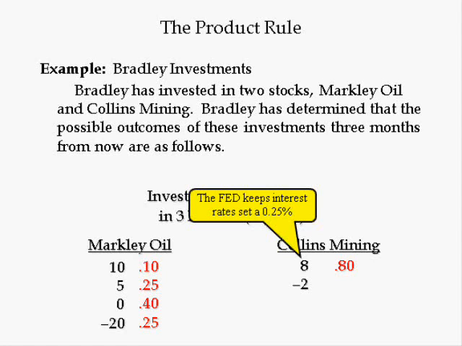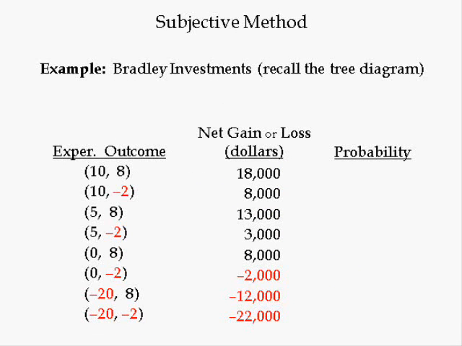Thus, in regard to investing in Collins Mining, the probability Bradley Investment will make $8,000 is 0.8. Lose $2,000 is 0.20. Recall the experimental outcomes are $10,000 plus $8,000, $10,000 minus $2,000, $5,000 plus $8,000, $5,000 minus $2,000, 0 plus $8,000, 0 minus $2,000, negative $20,000 plus $8,000, or negative $20,000 minus $2,000. The subjective probability of $10,000 plus $8,000 is found by multiplying the probability corresponding to $10,000 and $8,000, which equals 0.1 times 0.8, or 0.08.